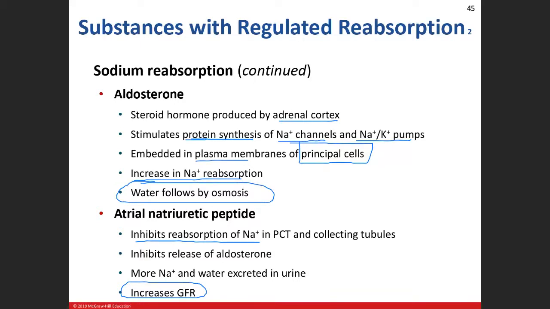How do we do that? Let's get rid of water. How do we do that? We inhibit the resorption of sodium here in the proximal convoluted tubule and in the collecting tubules, which means we're going to excrete more sodium in our urine. Well, guess what? Water's going to follow it. So now we've got more sodium in the urine and more water. In addition to all that, ANP also inhibits the release of aldosterone. So one regulates the other.